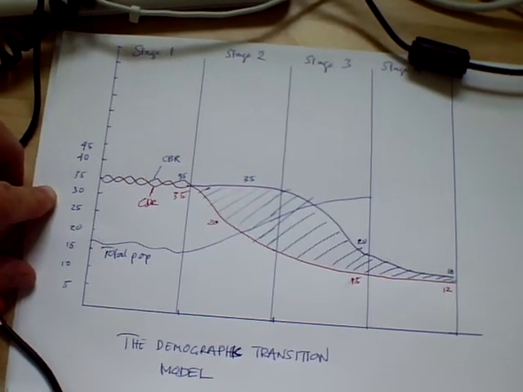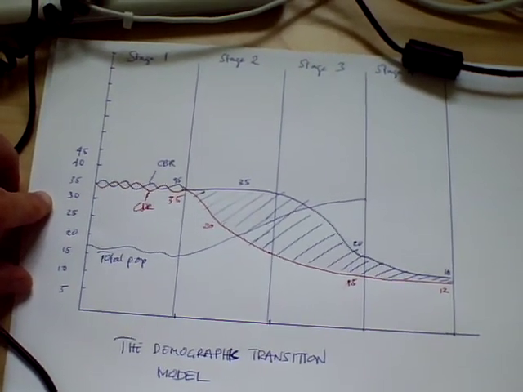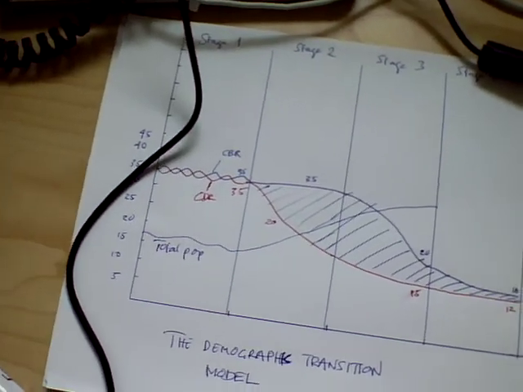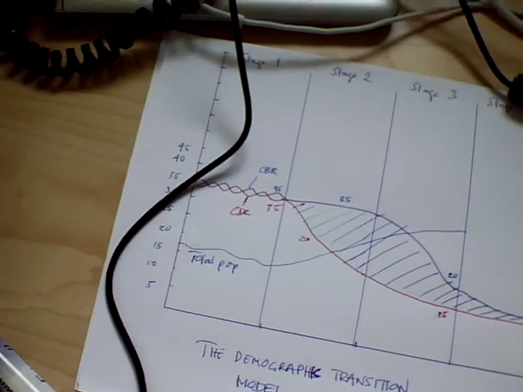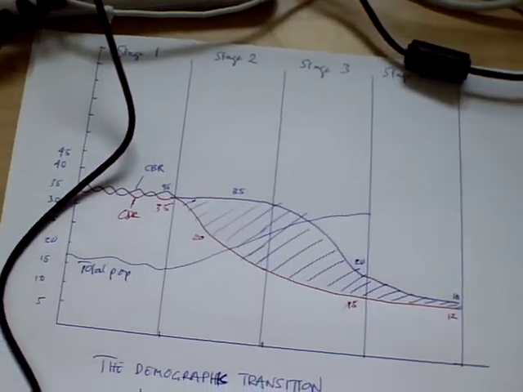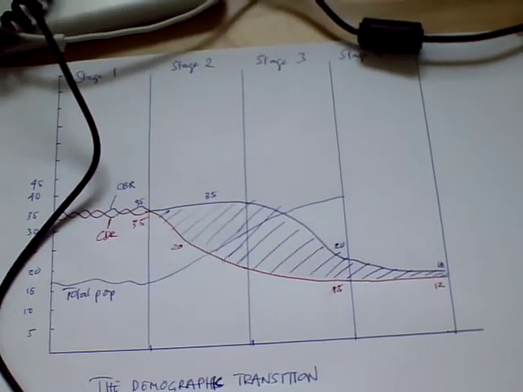However, there are some disadvantages of this model. Can you think of any? It took Sweden roughly about 200 years to pass through these stages.